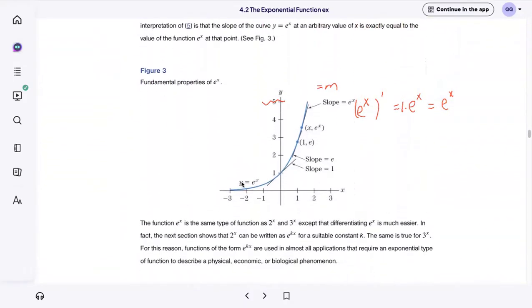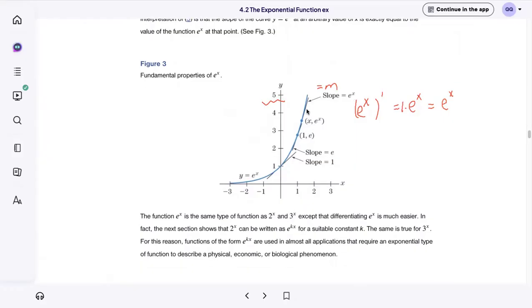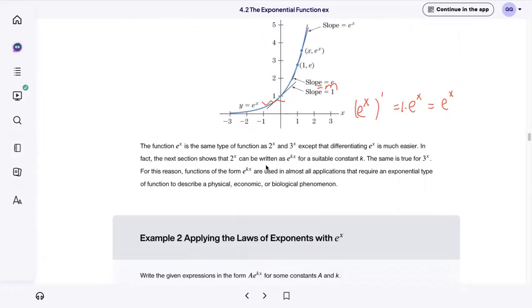So that's the graph of e to the x. Because e is 2.7 something, it's a number between 2 and 3, but closer to 3. So the graph is in between 3 raised to x and 2 raised to x.